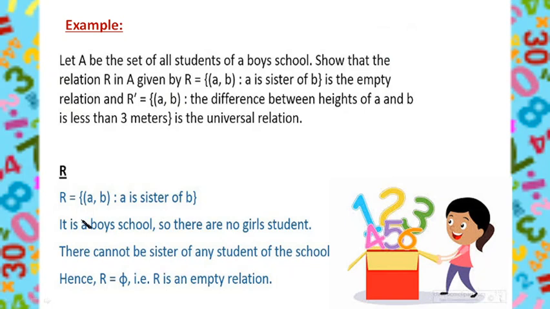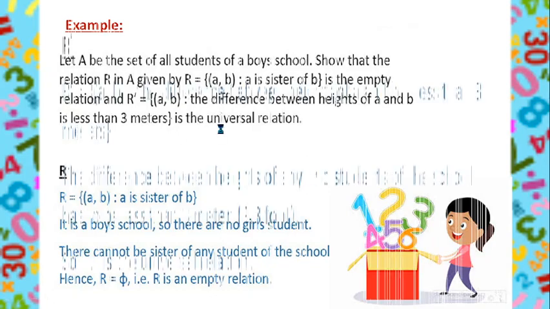So let's talk about the first relation: a is the sister of b. It is a boys' school, so there are no girl students. There cannot be any student who is the sister of another. So R is equal to phi. This is an empty relation.